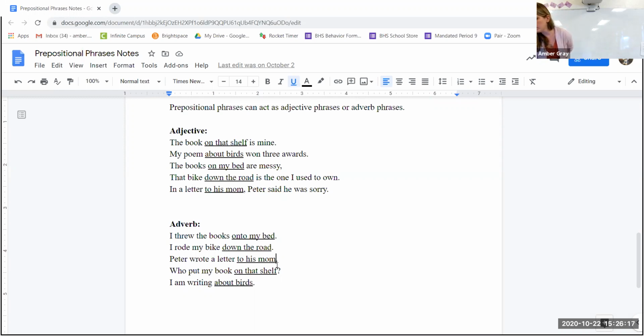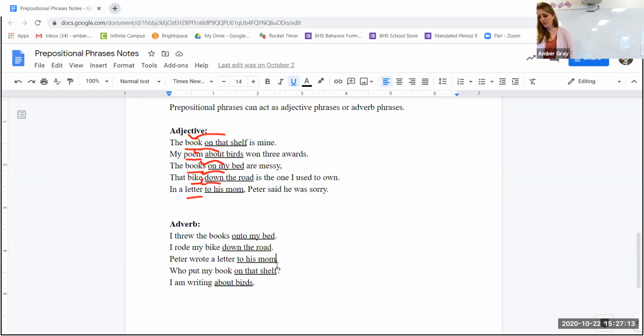So I'm going to go through it. In red, I'm going to underline the noun that's being described. These nouns are all being described by the prepositional phrase. You may notice a pattern here is that they follow the noun directly. That quite frequently is the case. So the book on the shelf, that's describing the book. The poem about birds, that's describing the poem. On my bed is describing which books. The bike, again, down the road is describing which bike. And the letter to his mom is describing which letter. So we've got adjectival phrases. These prepositional phrases are all describing nouns.